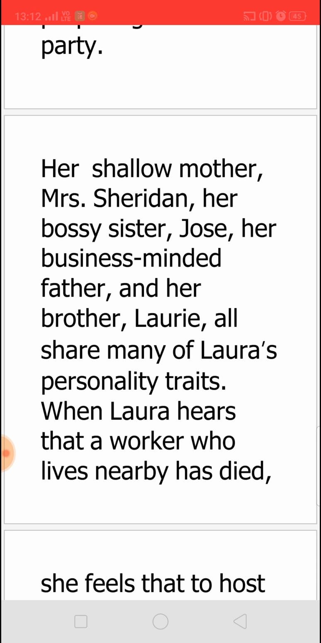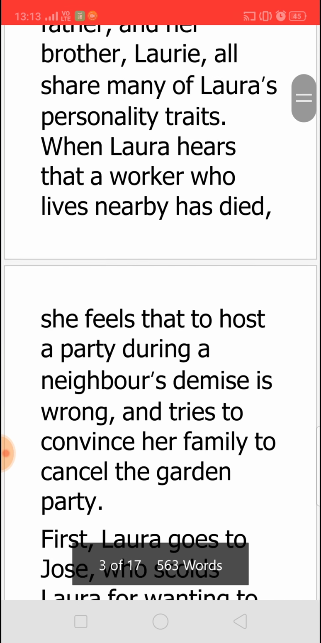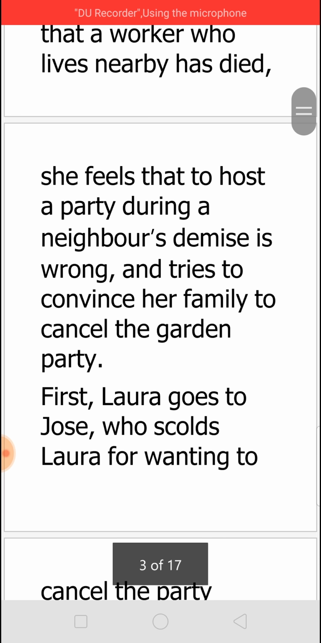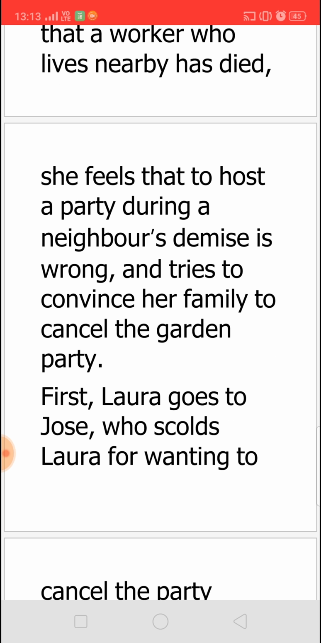And when the garden party is about to start that evening, Laura hears that next to their house there is a workers' colony. They are living there, and a worker has died. And she feels that when there is a death in the neighborhood, it is not correct to host a party, and so she thinks it is better they cancel the garden party.